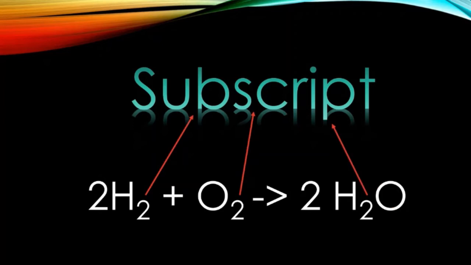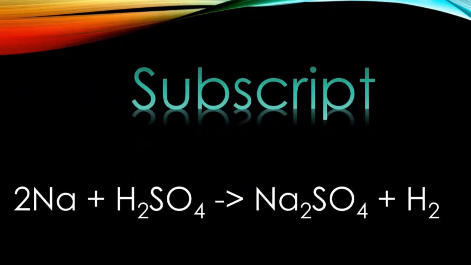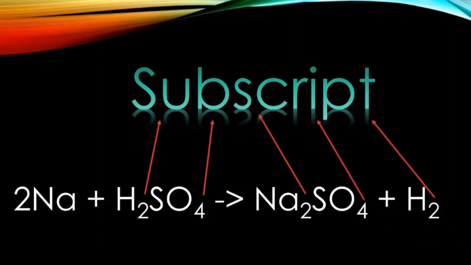Or suppose we say twice Na plus H2SO4 gives Na2SO4 plus H2. Here in H2SO4, 2 is subscript and 4 is subscript; in Na2, 2 is subscript; in SO4, 4 is subscript; and H2 is subscript. If we want to display this in our web page, we will use the SUB tag, just like we have used SUP. So now let's see how we will apply the SUB tag.